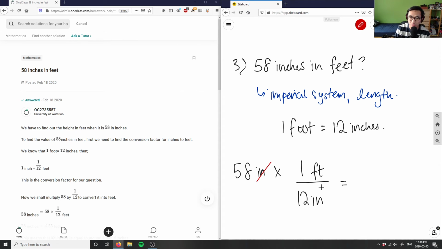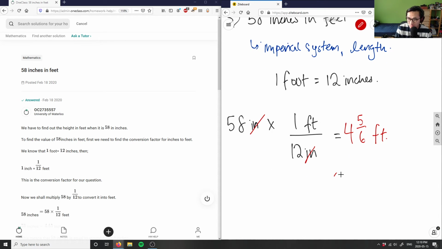Again, these inches are going to cancel out, so my answer is going to have feet. I'm doing 58 times 1 over 12, or you can think of this as 58 divided by 12, which will give me a value of 4.83. So you can say it's 4 and 5/6 feet, or approximately 4.83 feet. And this is our answer for the solution.